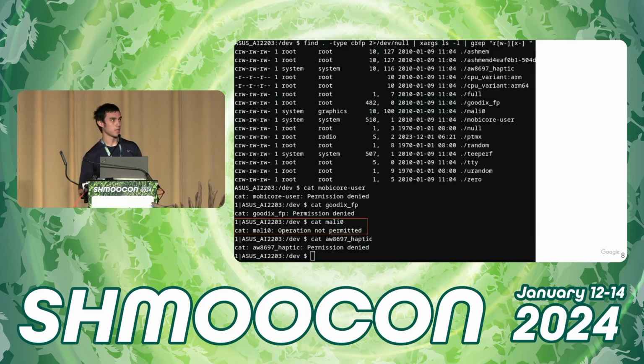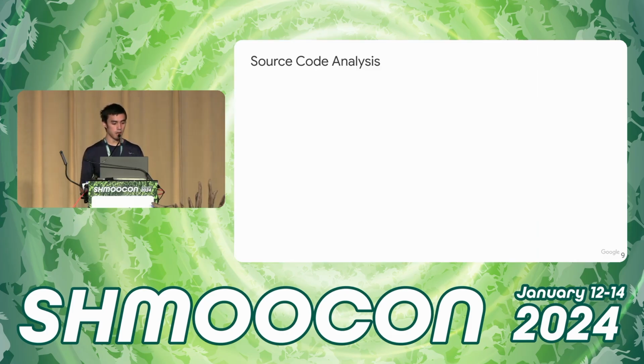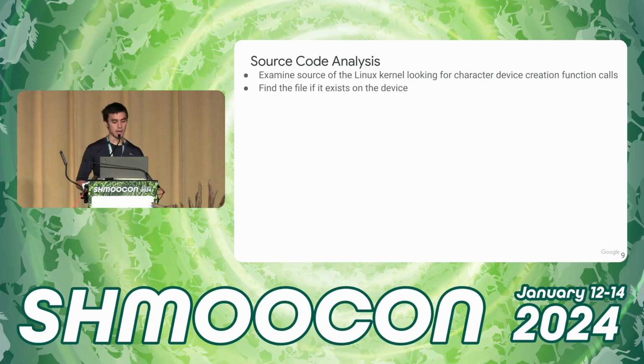So in this case, I've actually been able to open Mali0. And Mali0 is the GPU driver, which we've discussed before. And my goal is to find other files that may throw something like this. We're specifically looking for something that isn't permission denied. So another technique I used was source code analysis. This technique was also quite fruitful. We're basically examining the source of the Linux kernel itself for that Android phone, looking for character device creation function calls. And then once I find those, I find the file if it exists on the device. And then I'll just check if it's accessible. Use cat.